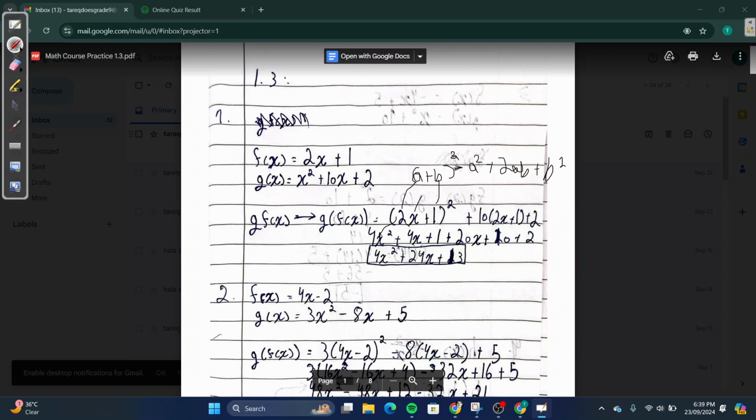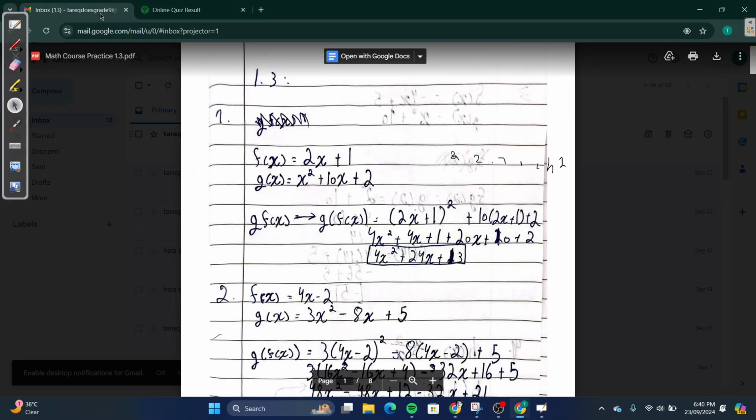2 times 2 is 4 times 1, 4x because we have the x still with the a. So 4x times 1 is 4x. 1 squared is 1. Then you distribute the 10 with the 2x plus 1. So 20x plus 10 plus 2. Now you combine like terms. x squared stays x squared because there's nothing. 4x, and let me just change the color because it's not clear. 4x and 20x combined to make 24x, and we have the 1 here and the 2 here that combine to make 3. Okay. So our final answer would be 4x squared plus 24x plus 13.